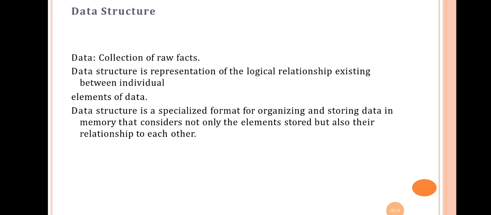So first of all we are going to see what is data structure. First, data means collection of raw facts. Data structure is representation of the logical relationship existing between individual elements of data. Data structure is a specialized format for organizing and storing data in memory that considers not only the elements stored but also their relations to each other.